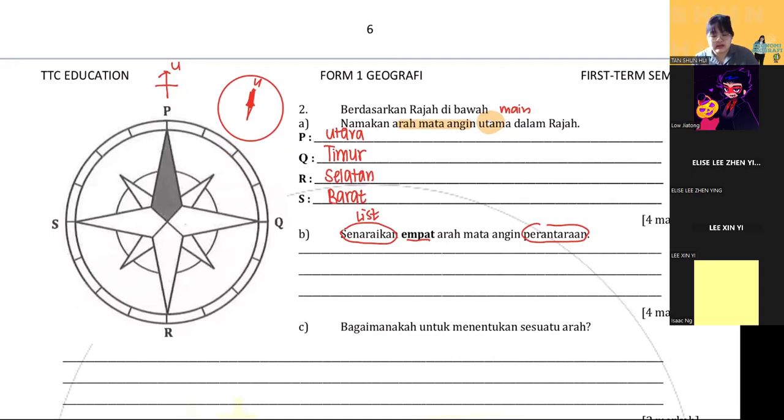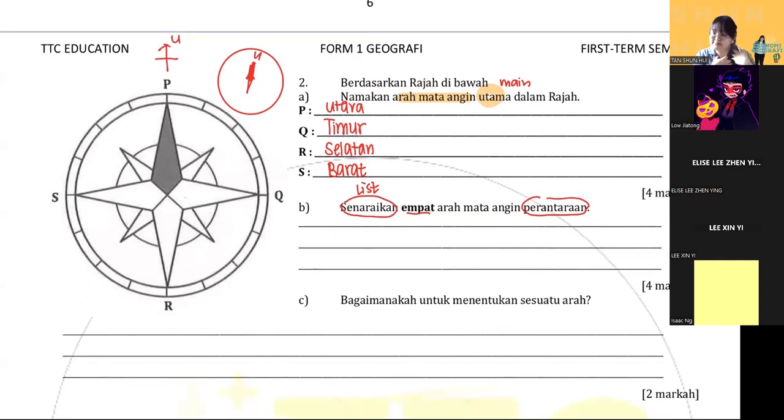Alright, so let's try it out a little bit. If I'm too fast, please let me know. Now, utara and timur in between, which is this direction, we call it what? Timur laut. Okay, timur laut. How about timur and selatan in between? We call it tenggara, southeast. Now, followed by what? Barat. Barat Daya and Barat Laut.